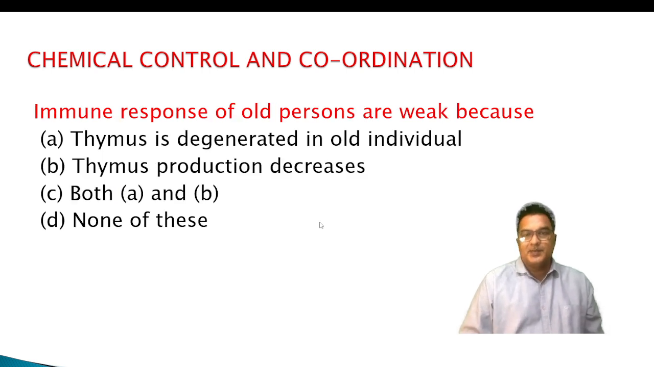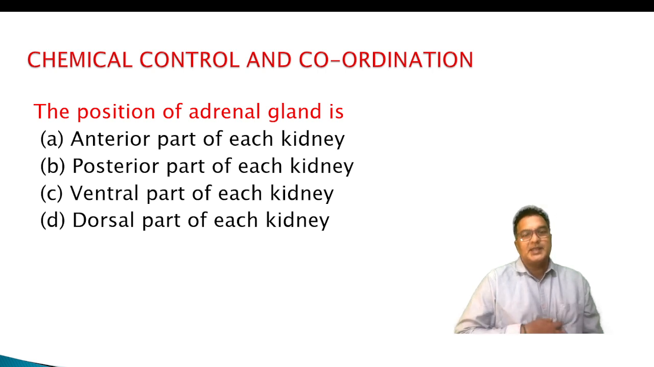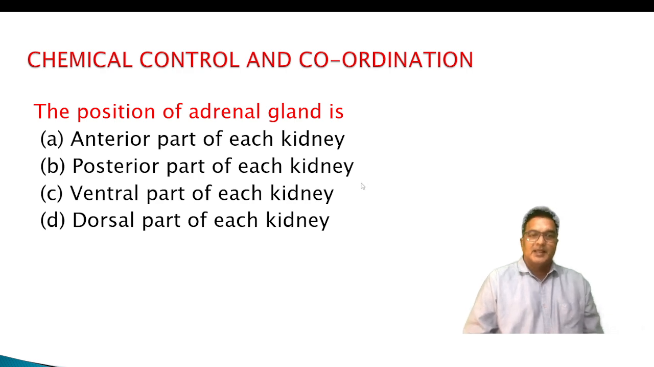Immune response of old persons is weak because thymus is degenerated in an old individual, thymus production decreases, both A and B, none of these. Yes, thymus production decreases; we can say that is the degeneration by age. That's why the immune response of old persons is going to be weak. Position of adrenal gland: anterior part of each kidney, posterior part of each kidney, ventral part of each kidney, dorsal part of each kidney. So it's an anterior part of each kidney.